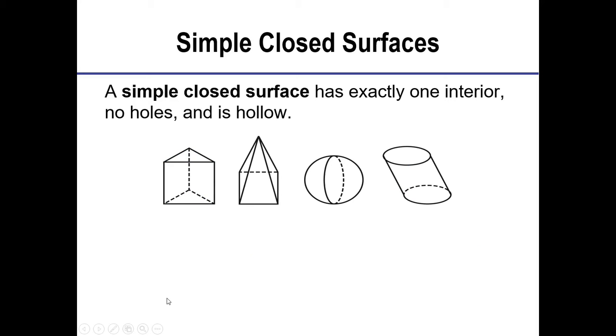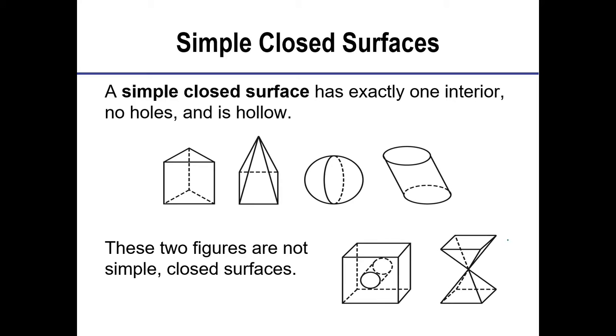Let's look at figures that are not simple closed surfaces. If you look at the first figure, this is not a simple closed surface because there's a hole in it. So this cannot be a simple closed surface. The second example, there are no holes, but we have more than one interior. We need one interior to be a simple closed surface. This one has 2 interiors. So it cannot be a simple closed surface.